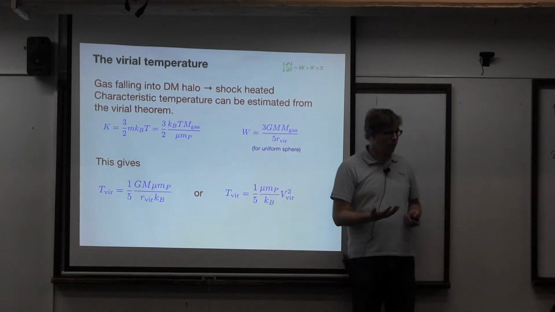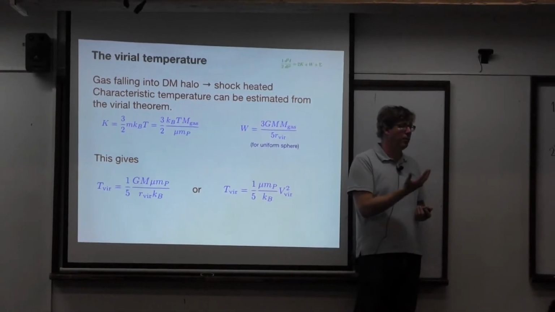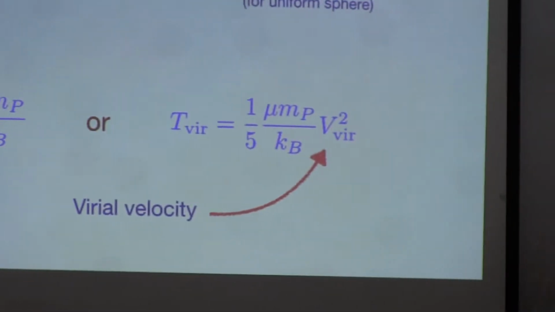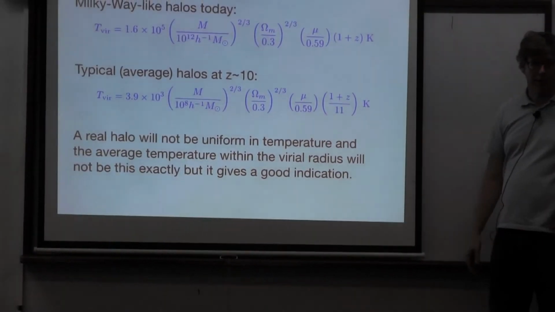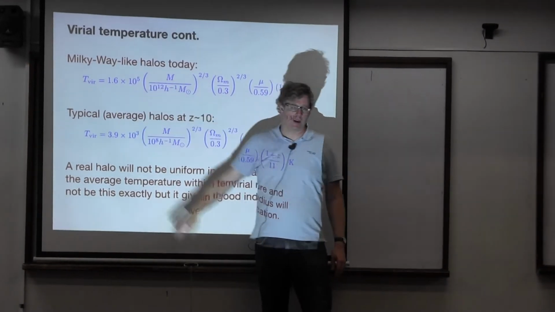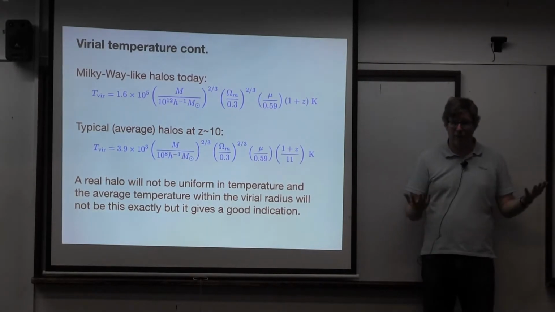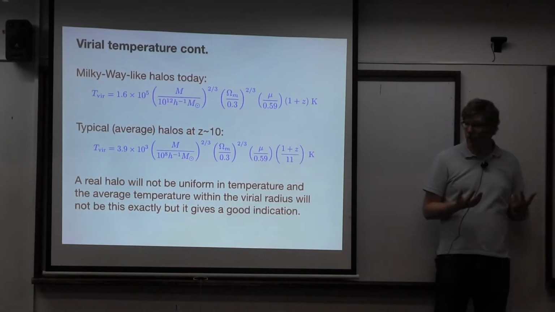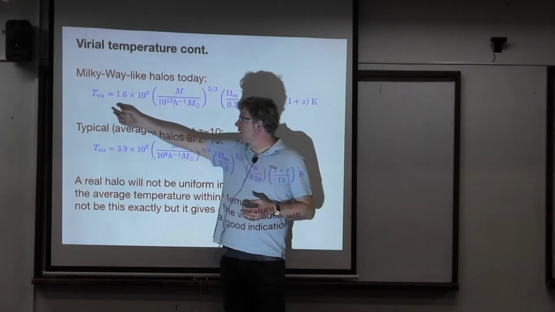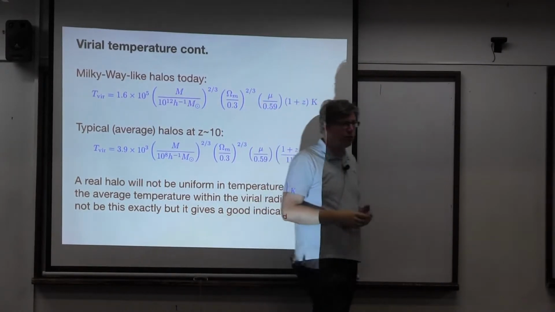And that virial temperature is important because it is the temperature that gas inside the dark matter halo typically will reach. And it's much more useful to do it in this form. Okay. So on this side you have Milky Way halos today. Tomorrow we will look at cooling and the cooling effects of gas in halos, and that's crucial for forming galaxies. But for the moment we can sort of ignore that aspect. Basically it says that gas in the Milky Way halo would be around 150,000 Kelvin.